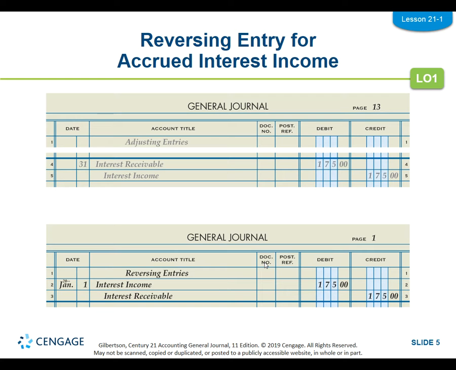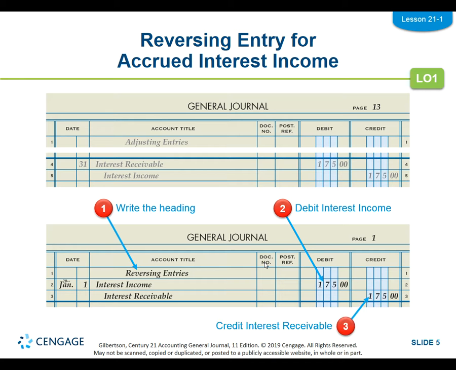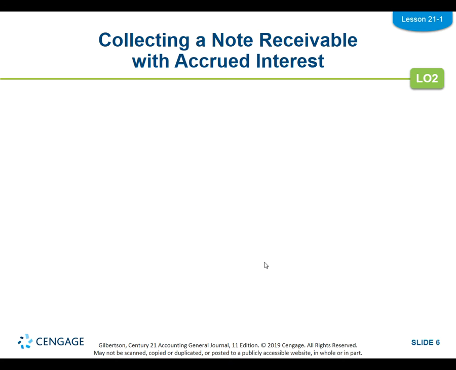You are reversing what you just did up there. You are going to write the heading. Notice it says reversing entries. And here you're reversing the exact adjusting entry that you did at the end of December. And here's your interest income and your interest receivable.